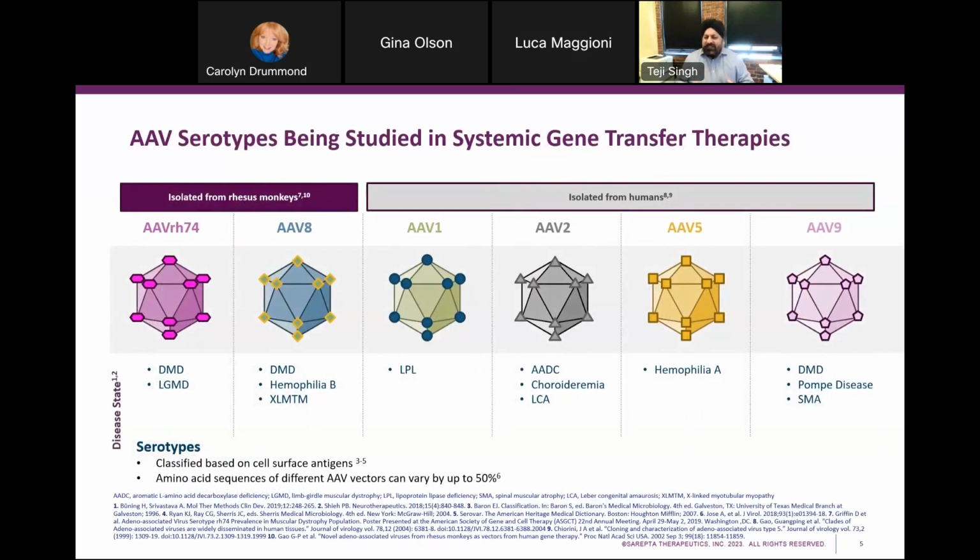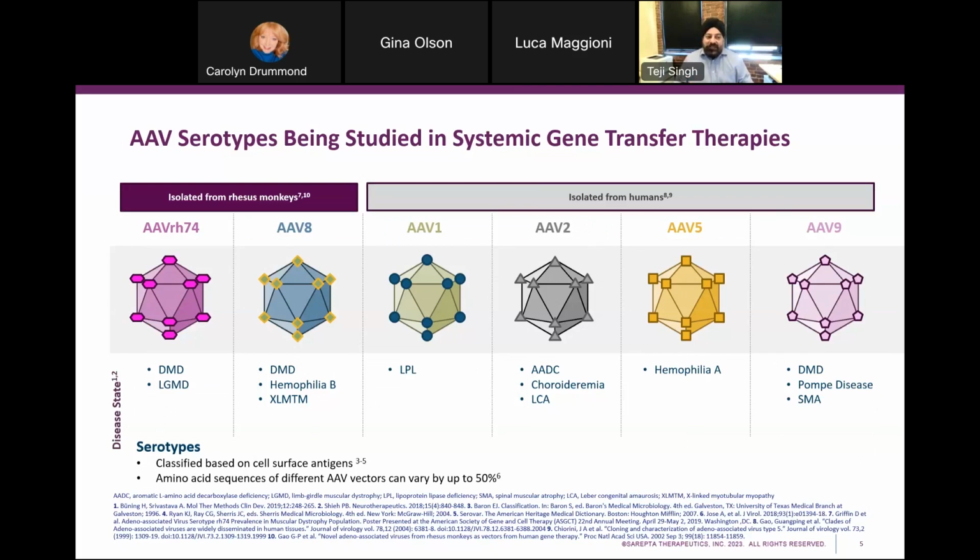This slide just demonstrates the differences that exist for the types of vectors. They're basically to highlight the fact that there's more than one type, that these types that you use for a particular disease are based on their tropism, their affinity for certain cells, tissues, or organs, and that determines what disease that they would be used to treat.